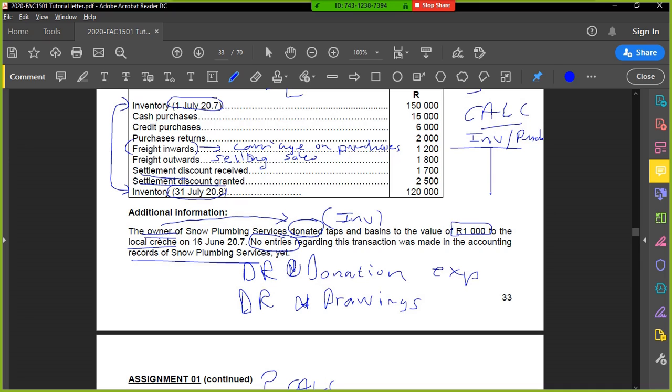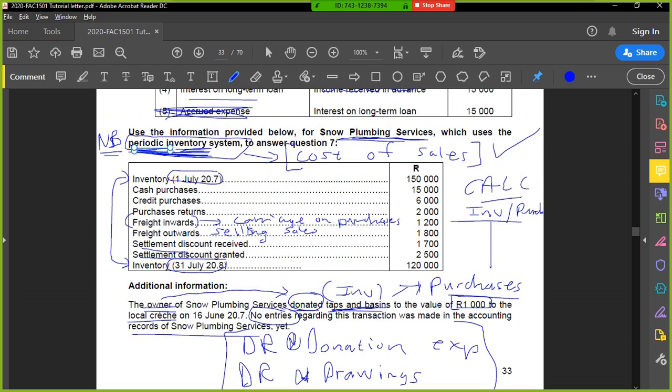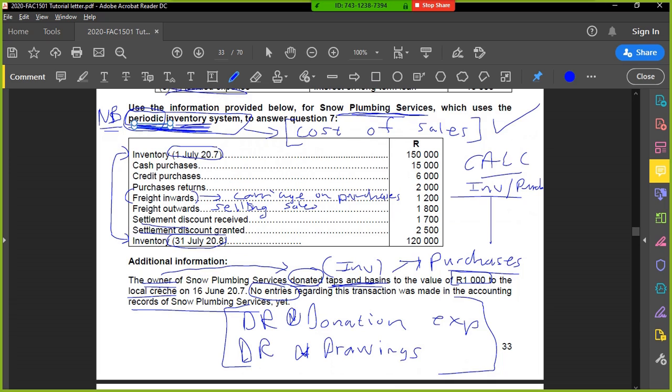What account are you going to credit? Bank. No, there's no cash here. You're not donating cash. Taps and basins, which is inventory, which is purchases. Is purchases an asset? No, purchases is an expense. But it's for the periodic system. So it's credited because it's decreasing. Yes, it would be credited against the purchases.